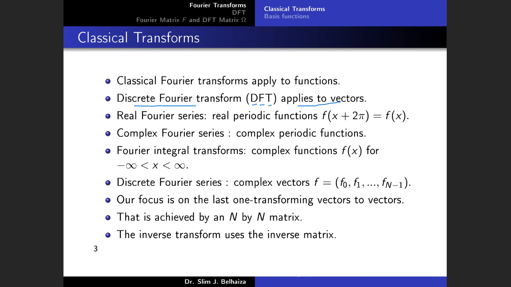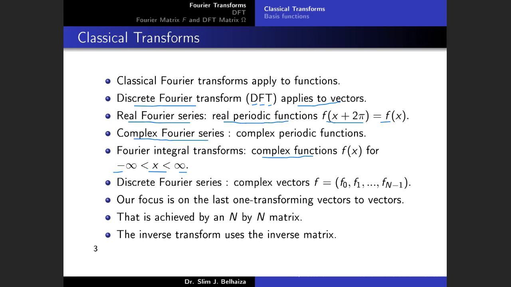So for real Fourier series, we have what we call real periodic functions, where f of x plus 2 pi equals f of x. Of course, you know many functions like this. In general, complex Fourier series are complex periodic functions. Fourier integral transforms talk about complex functions f of x for x in the set of real numbers, between minus infinity and plus infinity.